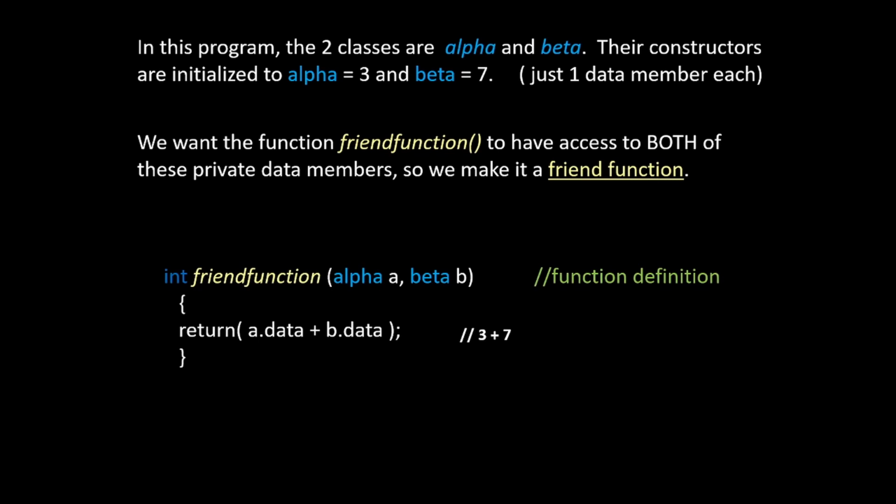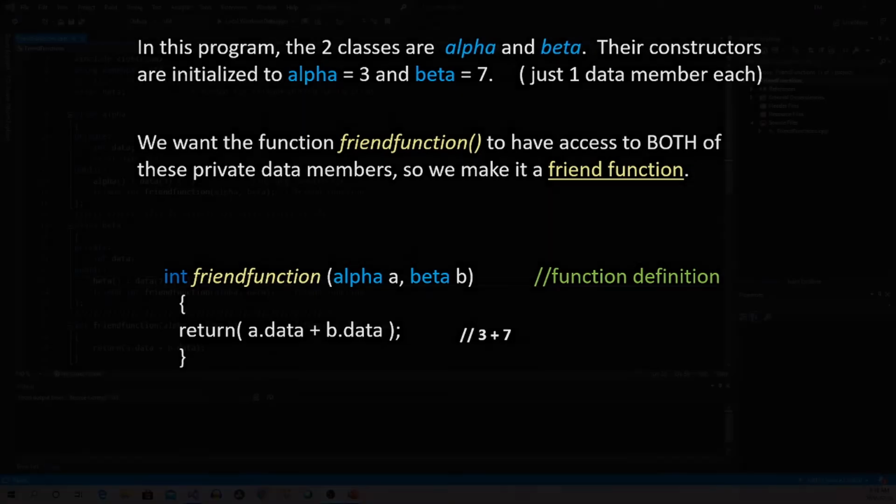This function definition will look like this: int friend function, alpha A, beta B. And then we just do the math on that, and it turns out to be 3 plus 7 equals 10.